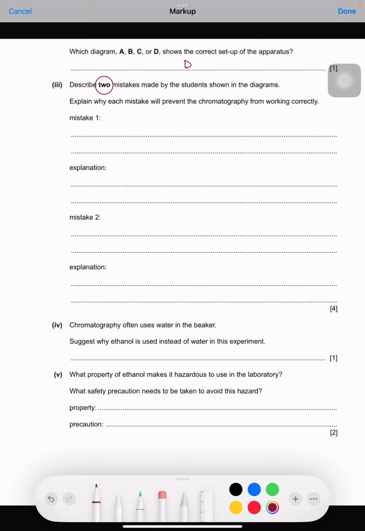One of the mistakes was that the lid was not present, and we have to mention this over here as mistake number 1. Look at the question again: describe two mistakes made by the students shown in the diagrams. Explain why each mistake will prevent the chromatography from working correctly. So for mistake number 1, you can say very clearly: in setup B, lid is missing. I am writing it here properly: in setup B, lid is missing.